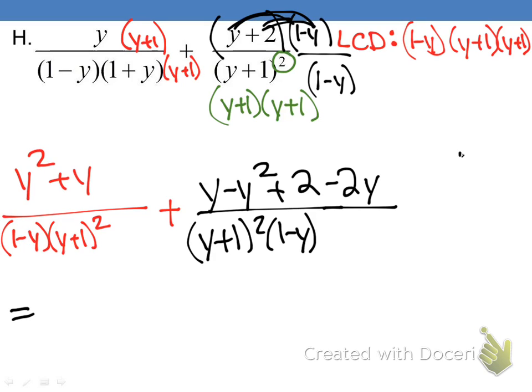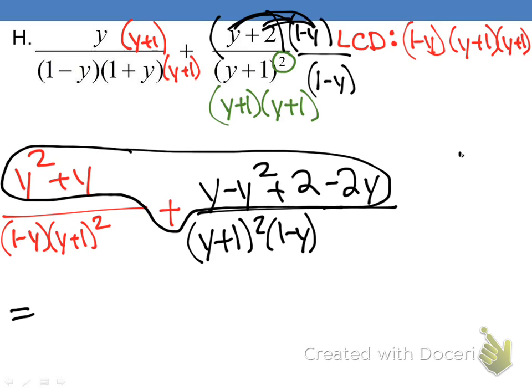See if we can get some of this to start coming together. So I am adding, and we're almost out of time, so just for the sake of time, I'm going to start combining like terms up here. Everyone see that? It's a plus sign, so I'm good to go. What happens to the y squareds? They go away. But I have y plus y minus 2y, which is gone. So just a 2 over 1 minus y, y plus 1 squared.